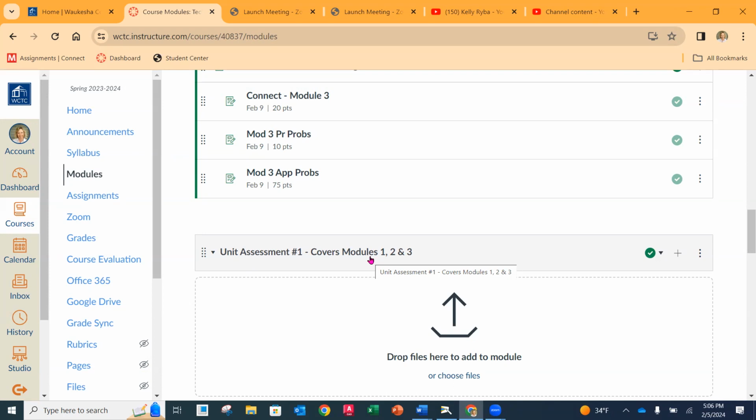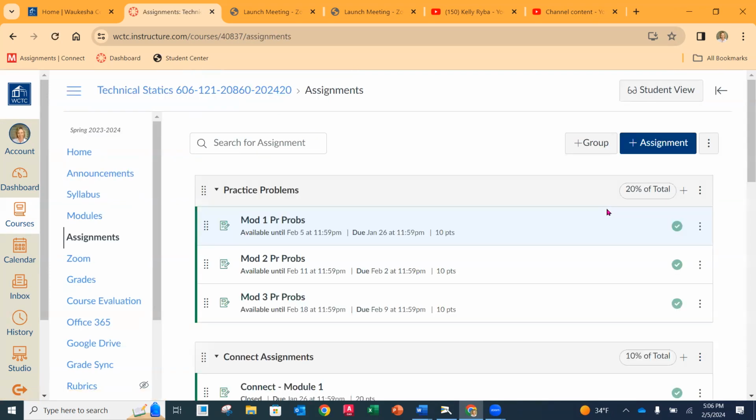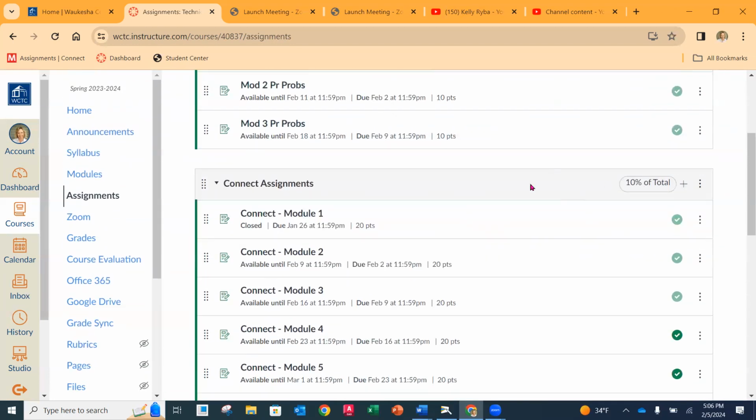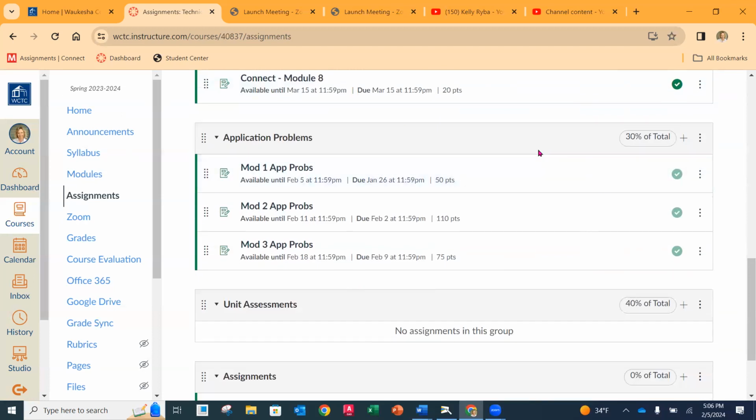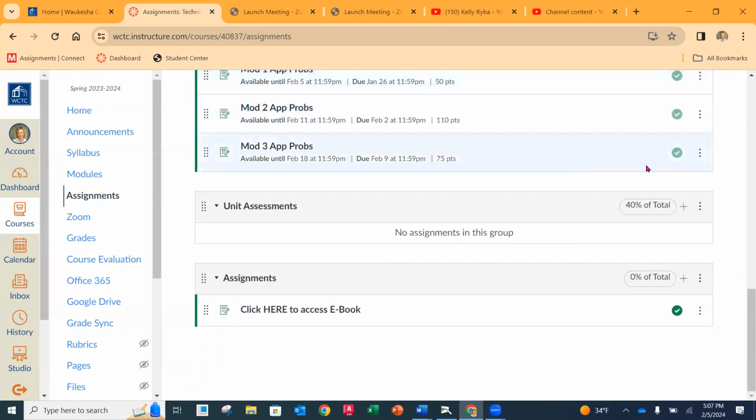Now that is open book, open note. And it does relate to the largest percentage of your grade. Practice problems are 20%, connect assignments are 10, application problems are 30, and unit assessments are 40. So they're 40%. And there's going to be 3 of them that we have planned. And they're open book, open note. I don't want anybody to be nervous about them.